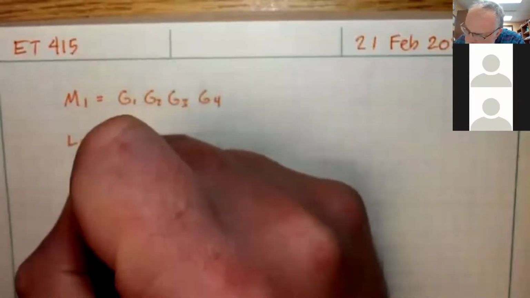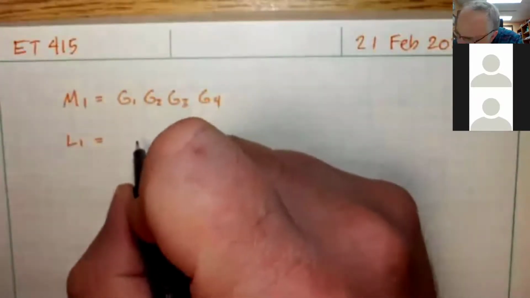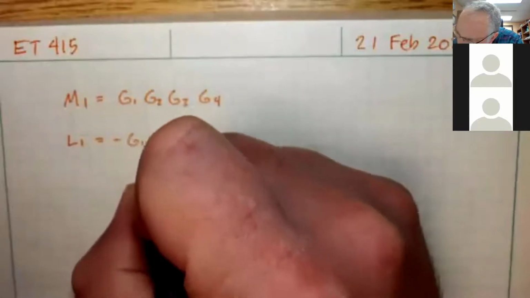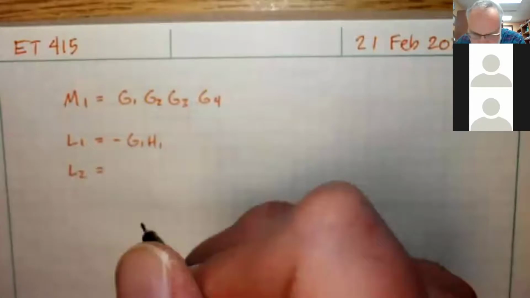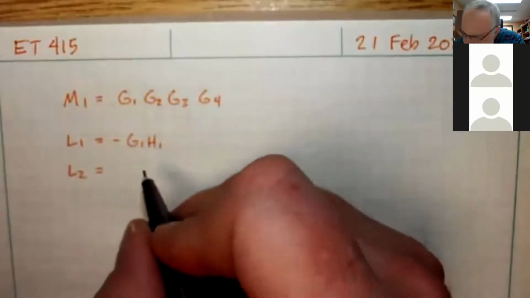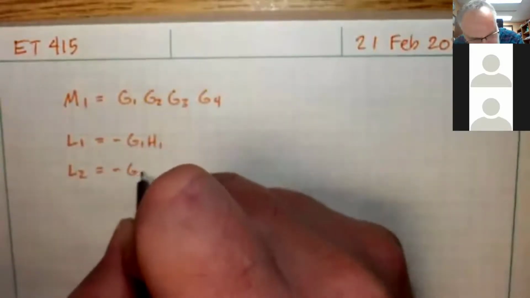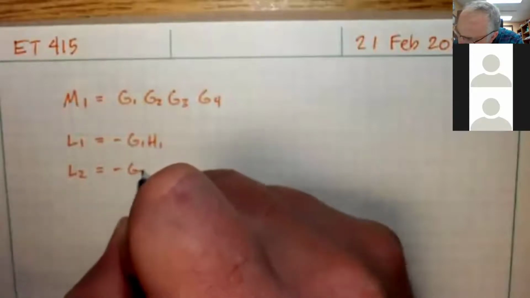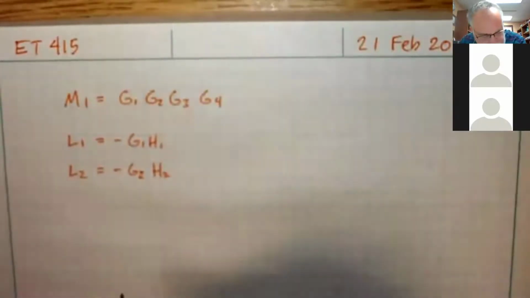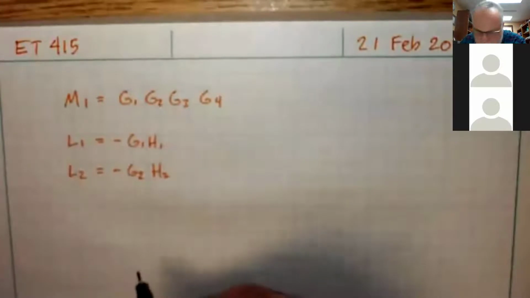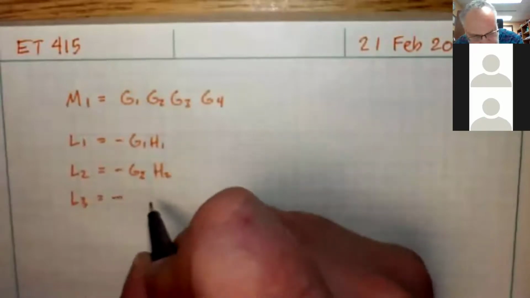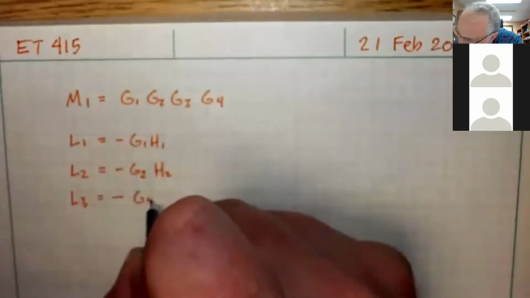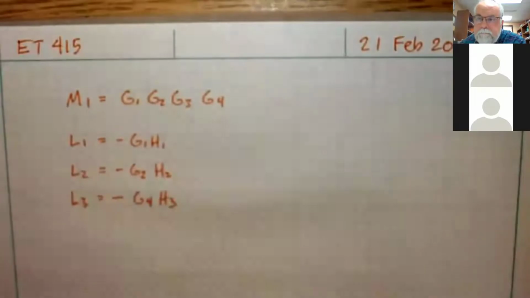I've got a loop 1 is going to be minus G1, H1. Loop 2 is going to be minus G2, H2. And then I've got a loop 3, which is minus G4, H3.